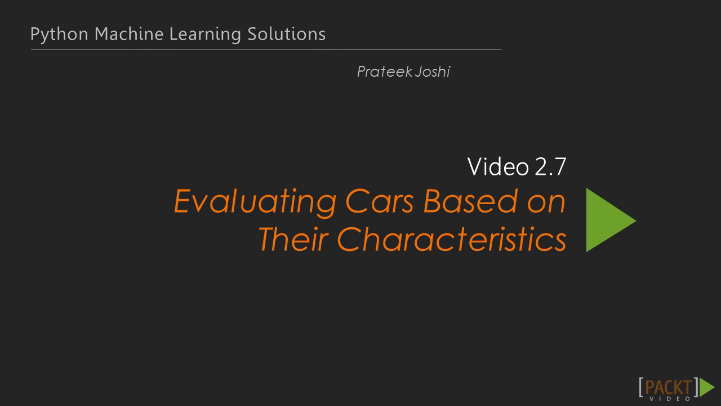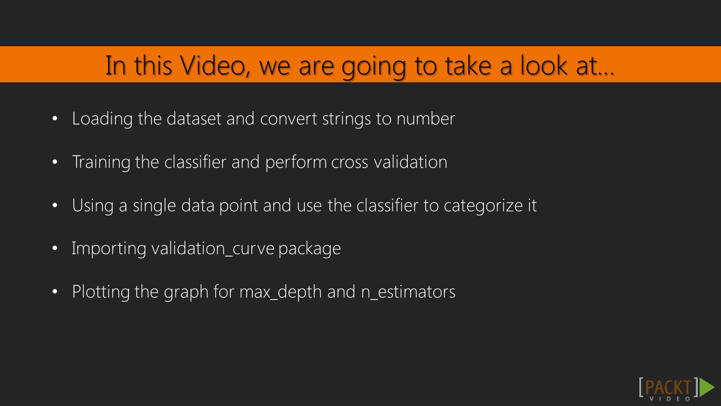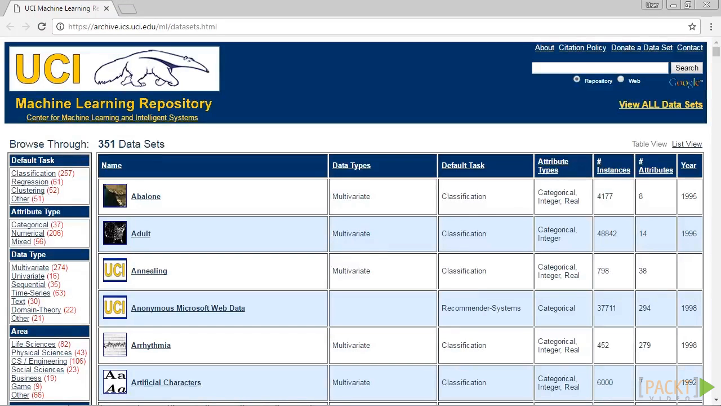In the previous video, we took a look at visualizing the confusion matrix and then extracting the performance report. In this video, we're going to evaluate cars based on their characteristics. Let's see how we can apply classification techniques to a real-world problem.